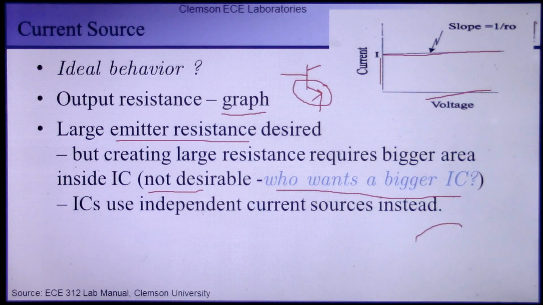What we have here is a wafer, and then we have smaller ICs which we cut out of the wafer. But if our ICs are big, then we will get fewer ICs out of this wafer, which is not desired. So we don't want bigger ICs, we don't want to waste our real estate inside that wafer, and usually the ICs use independent current sources.